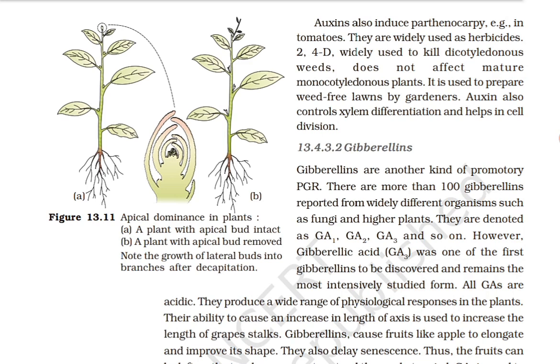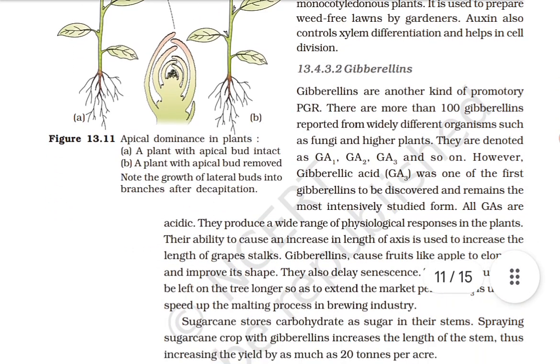All gibberellic acids are acidic. This can become an assertion, and the statement can also come in true and false. All gibberellic acids are acidic. That is true. They produce a wide range of physiological responses in plants. Their ability to cause an increase in the length of axis is used to increase the length of grape stalks. Gibberellins cause fruits like apple to elongate and improve their shape. They also delay senescence.